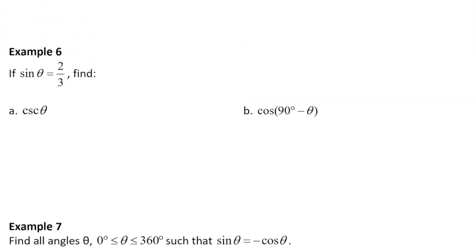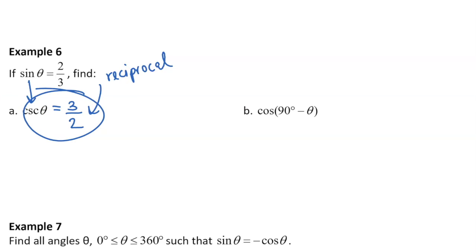If sine theta equals 2/3, find, well, let's start with this one, cosecant of theta. Don't overthink this. If the reciprocal of sine is cosecant, then the reciprocal of sine theta equaling 2/3 would be cosecant theta equaling 3/2. All we have to do there is just take its reciprocal and we're done. That's our final answer right there.